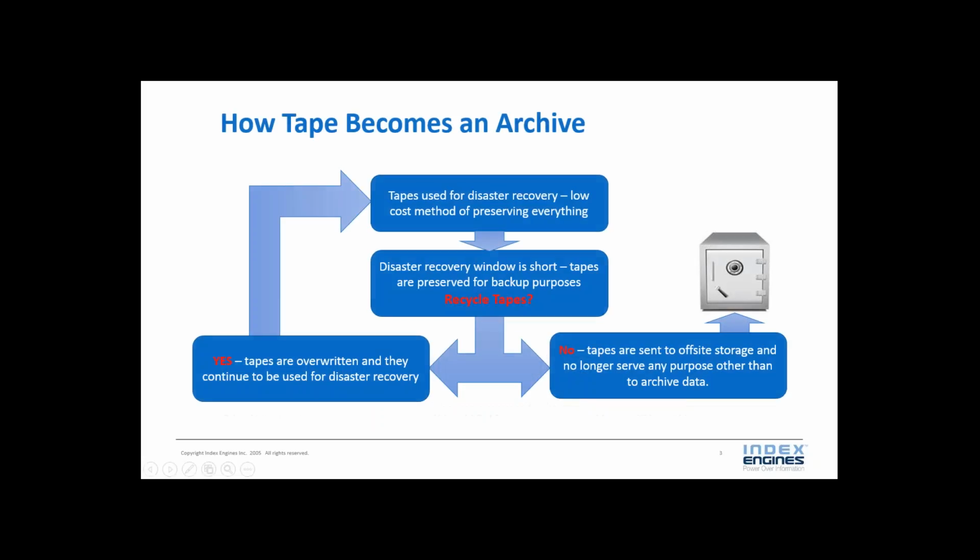Okay, let's get started. How does tape become an archive? Really, it's not typically a conscious decision within most organizations. What typically happens is tape is used for disaster recovery. It's a tried and true method of copying large volumes of data to tape, which is typically cheap. It's a low-cost method of preserving everything.